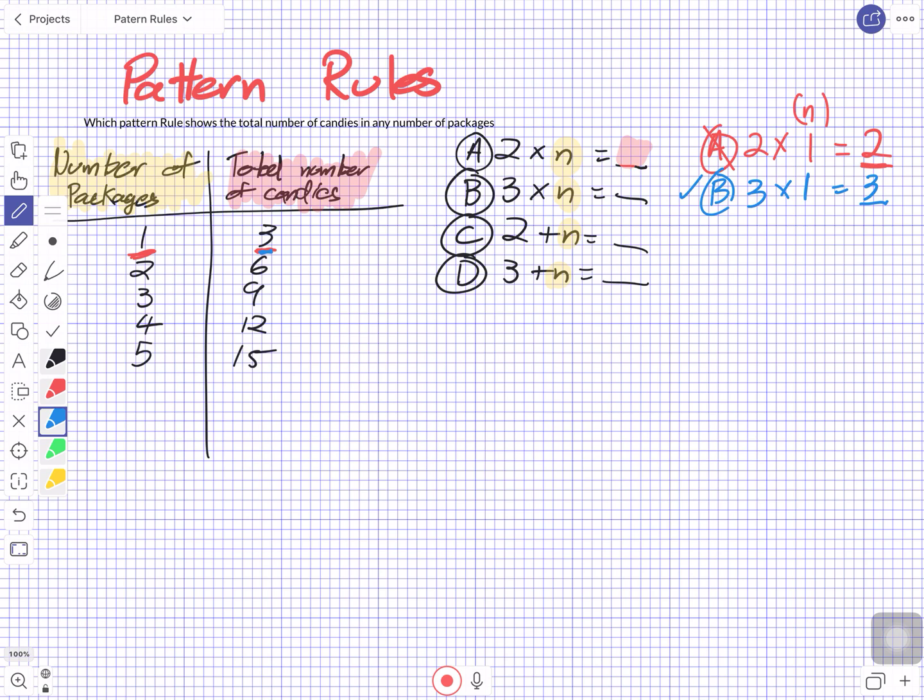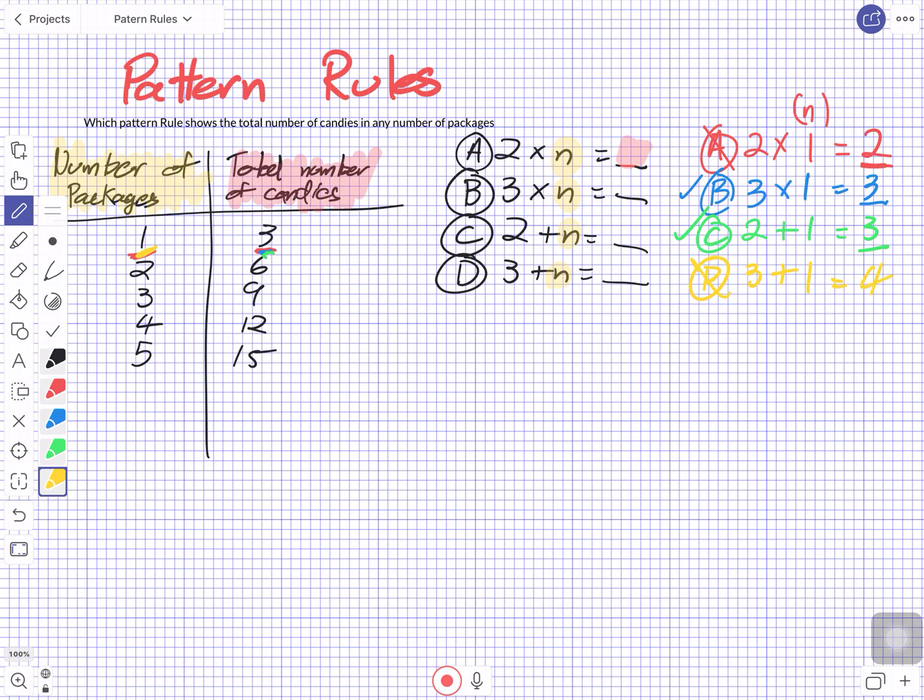But we can't just assume that's right. We have to test the other ones because it's possible that that one won't work for other situations. So let's take a look at C. C is 2 plus N, which is 1 again, equals 3. Does that one work? Yeah. That one works too. So we have 2 potential answers already. Now D: 3 plus 1. Remember, 1 represents the very first package. What's 3 plus 1? 4. Does that one work? No.